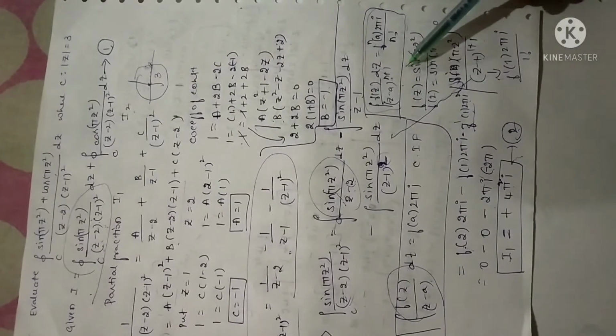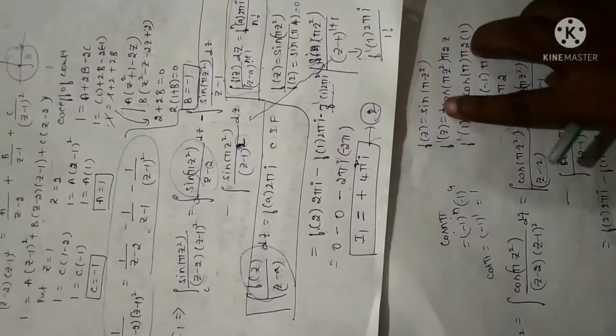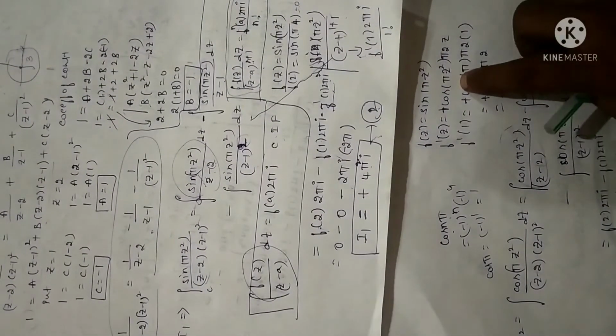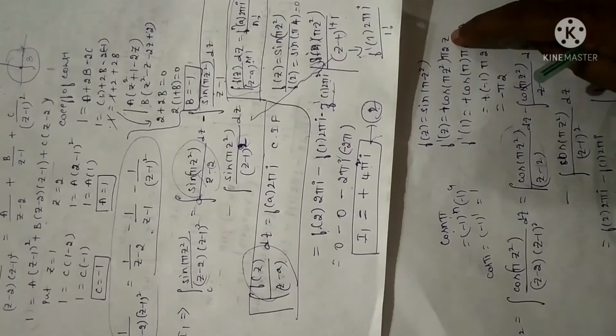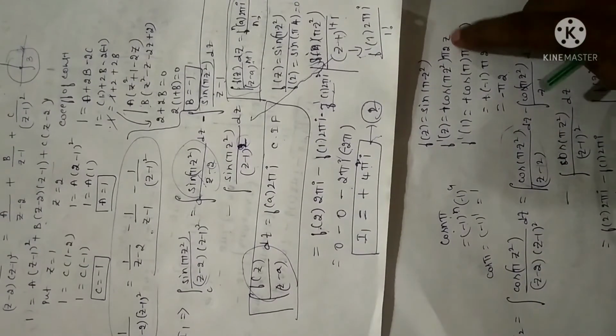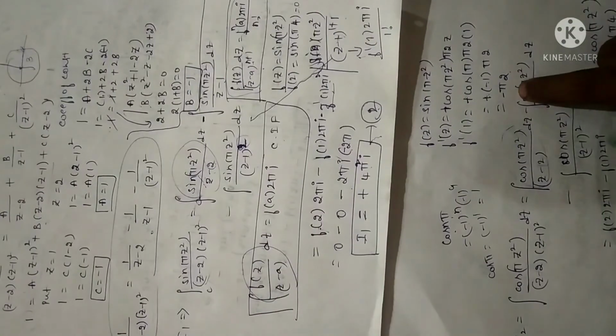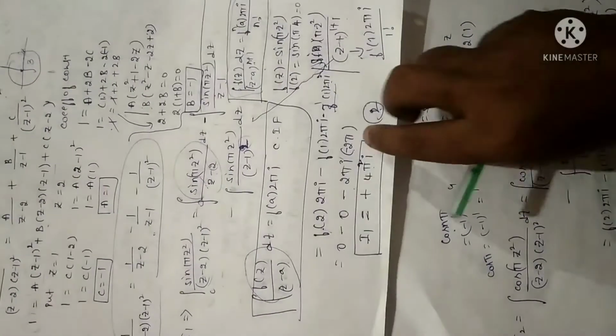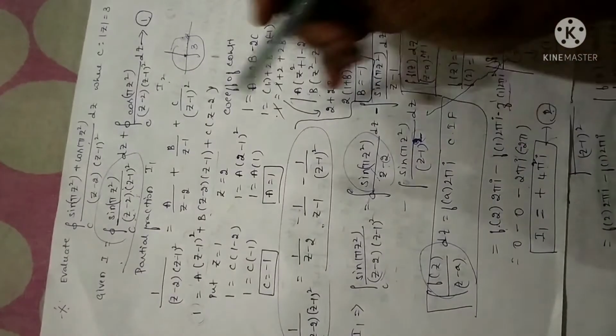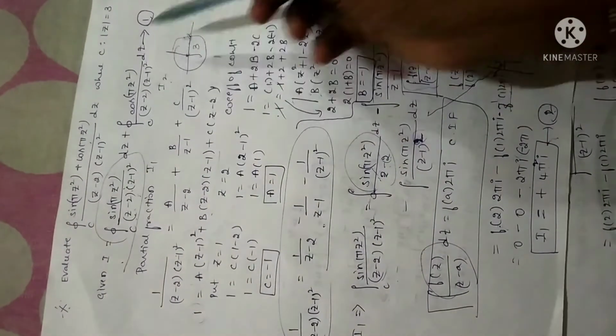Now f dash I needed, so I have differentiated sin pi z square. So I have done here, f of z is sin pi z square. F dash is cos of pi z square into, again I have to differentiate this. Remember I have to differentiate this again by using the chain rule. So f dash of 1 I have obtained. I have replaced here the I1 value, I did. Now the second integral value I have to obtain.